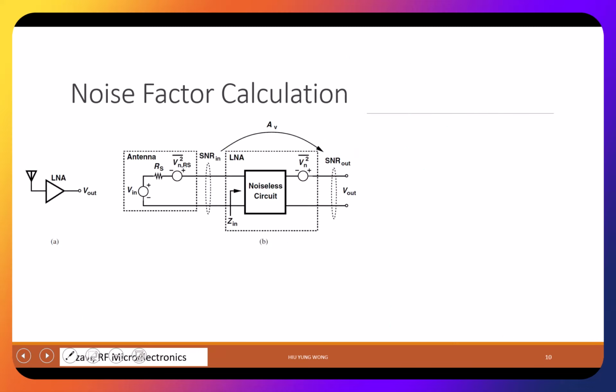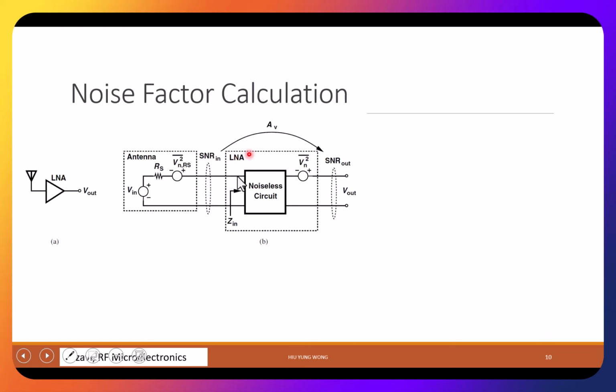So now we will go through quite a lot of math. A little bit annoying, but we need to go through that, right? We want to find the first equation for how to calculate the noise factor in a cascaded circuit. Before that, we just want to look at the scenario one more time.